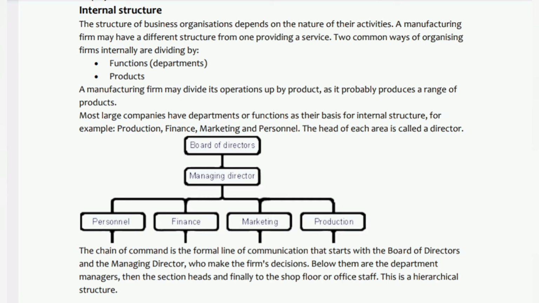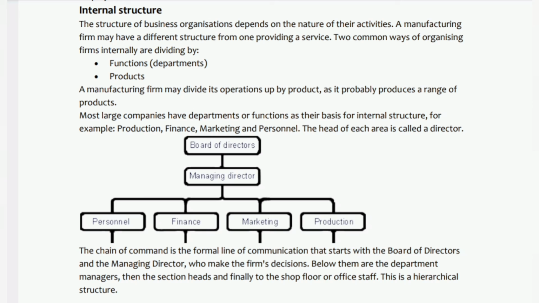Internal structure. The structure of business organizations depends on the nature of their activities. A manufacturing firm may have a different structure from one providing a service. Two common ways of organizing firms internally are dividing by functions, departments, products. A manufacturing firm may divide its operations up by product, as it probably produces a range of products. Most large companies have departments or functions as their basis for internal structure, for example, production, finance, marketing, and personnel. The head of each area is called a director.